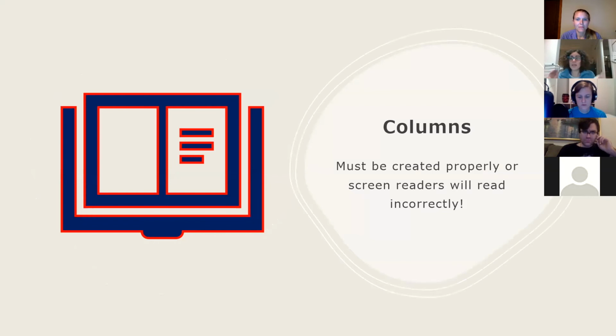Now, columns, not something we use often. However, if we do use them, we have to use the built-in setting features in whatever tool we're using to create our document. Because if we use tabs and spaces, then it will read across, not in the column. When we use the built-in feature of creating columns, it's going to go down the column and read it normally.